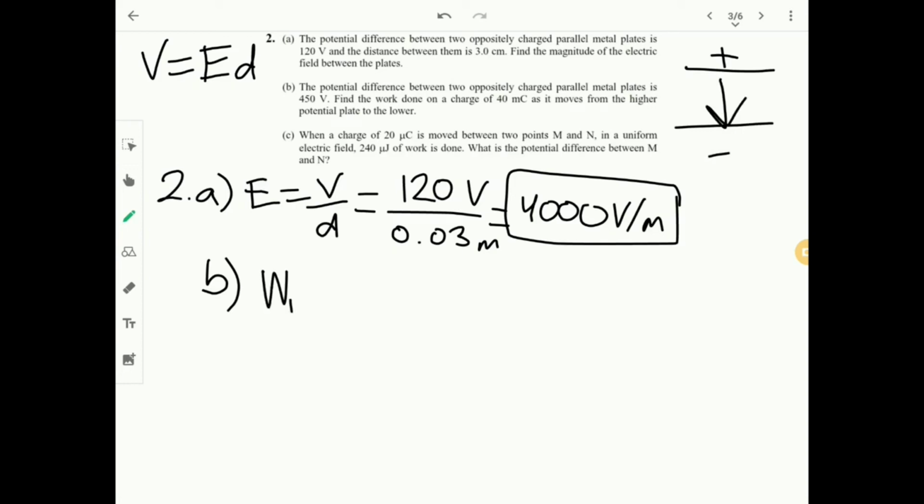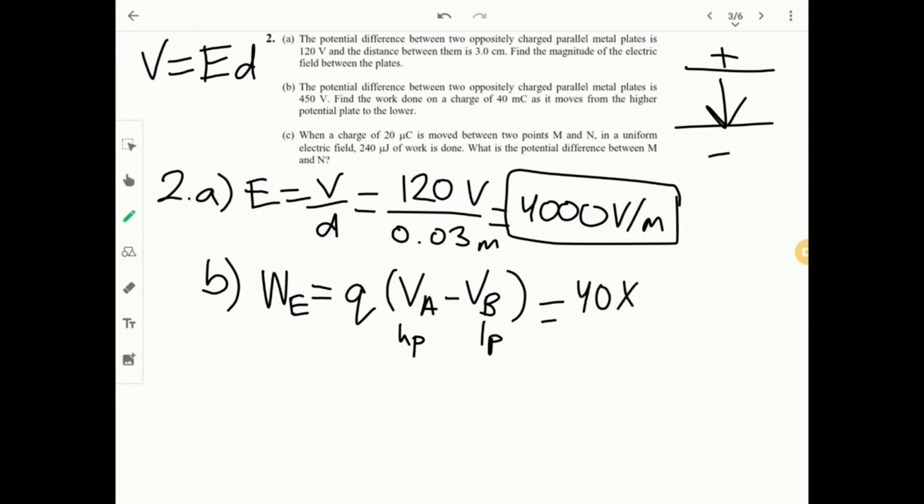So in this case, the work done by the electric field is equal to the charge times (VA minus VB), where VA is the high potential and this is the lower potential, which means 40 times 10 to the minus 3 into 450, which is equal to 18 joules.